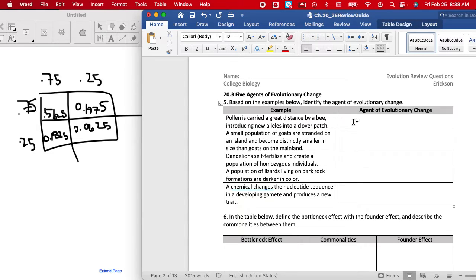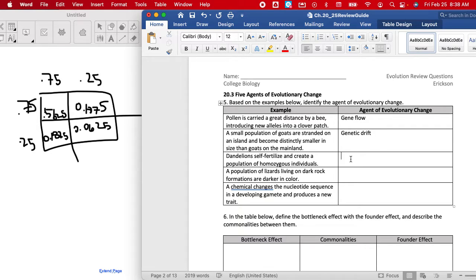Okay. So we've got some examples, and then we have to think about the agent of evolutionary change. Pollen is carried a great distance by a bee, introducing new alleles into a clover patch. Gene flow. A small population of goats are stranded on an island and become distinctly smaller in size than goats on the mainland. Genetic drift.